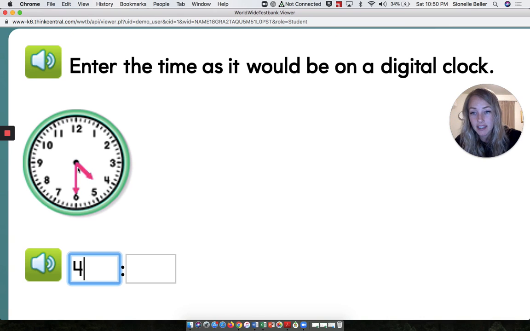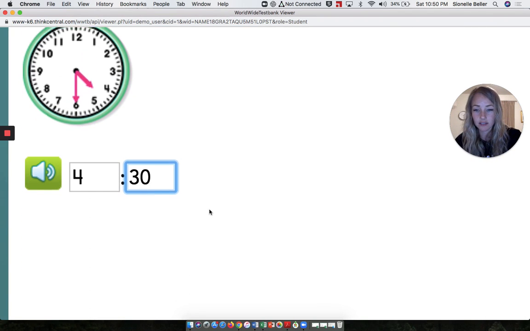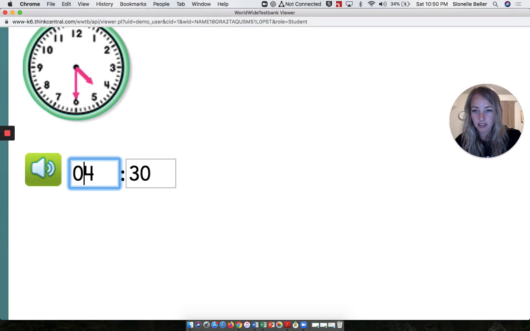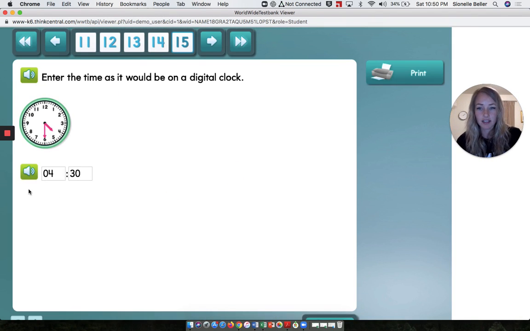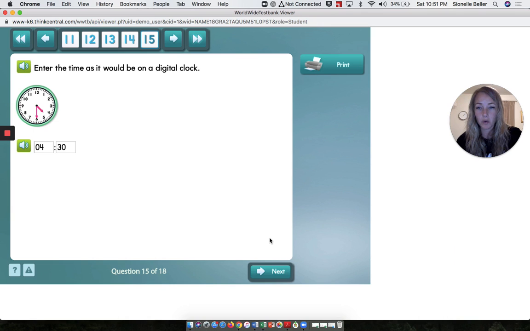And the minutes, we have to count by 5s, starting at the 1. 5, 10, 15, 20, 25, 30. So it is 4:30. Okay, it might want you to put a 0 in front. Either way is correct. 0, 4 just means 4. It means that there's 0 tenths, okay? So it would be 4:30.